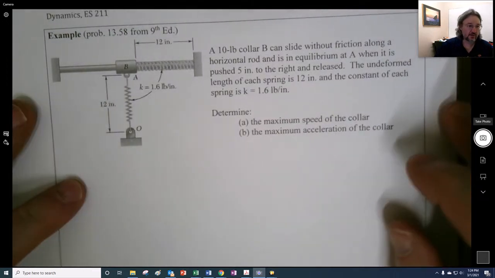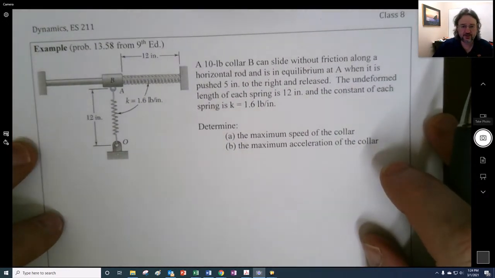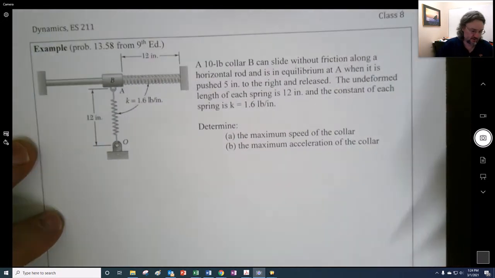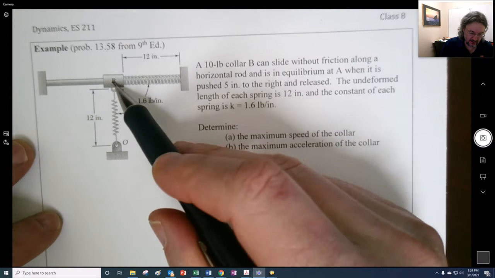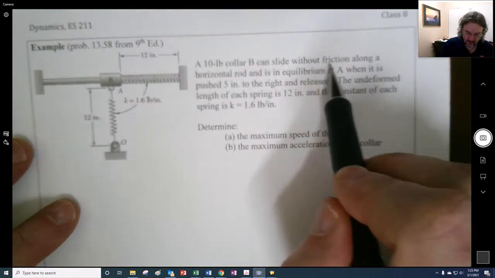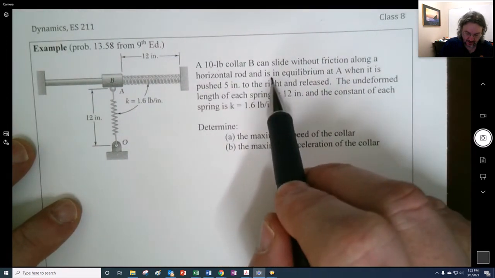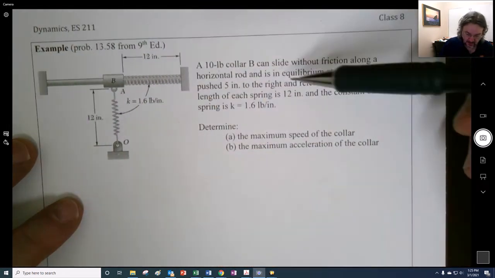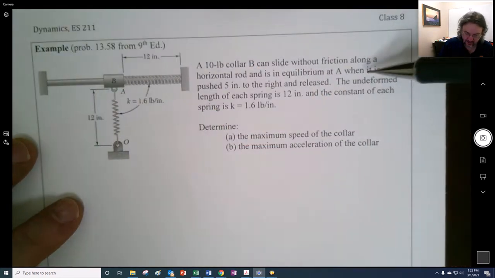Okay, so we're going to do an example here in class 8. I wanted to do one for work energy. I wanted to include a spring problem. So we have this 10-pound collar, and it's going to slide without friction, and that's good news, along this horizontal rod. And it's in equilibrium when it's right here at this location.